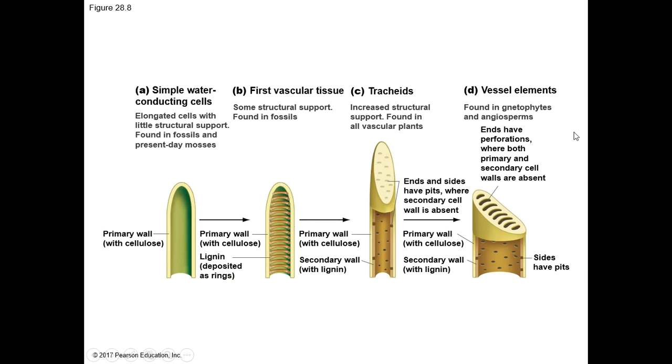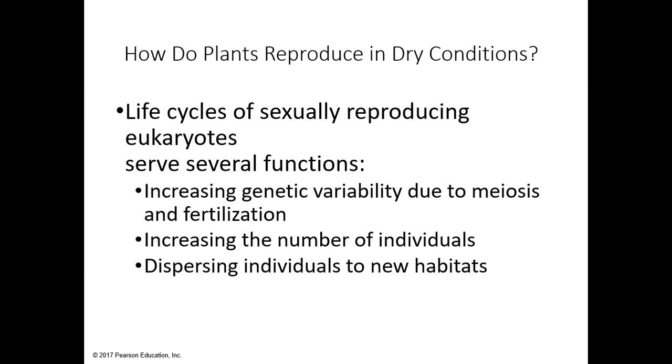And the most complex, found in the angiosperms, which are the newest, I guess, evolutionarily plants, have perforations in them. So we really get an efficient transfer of water through these cells, water going up through these vessel elements. Okay, so that's how water gets there on land.